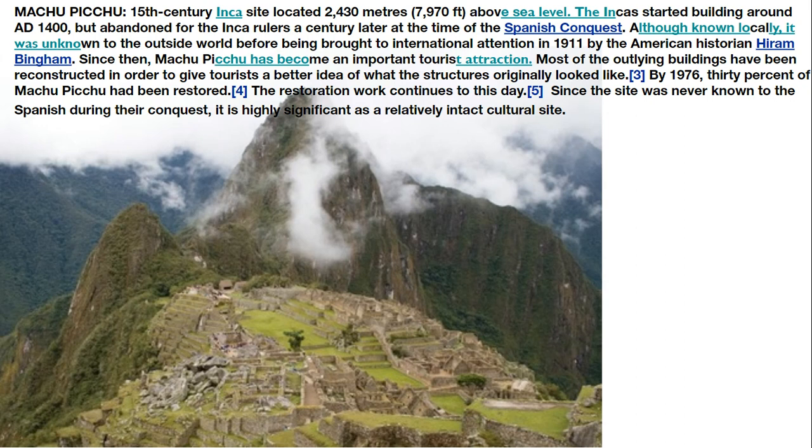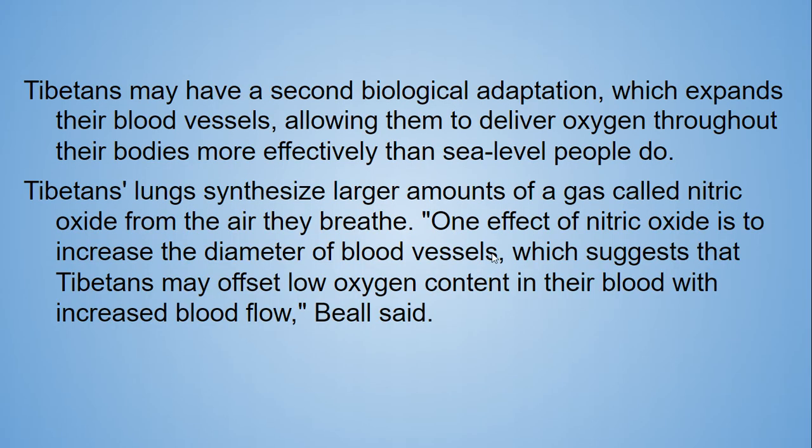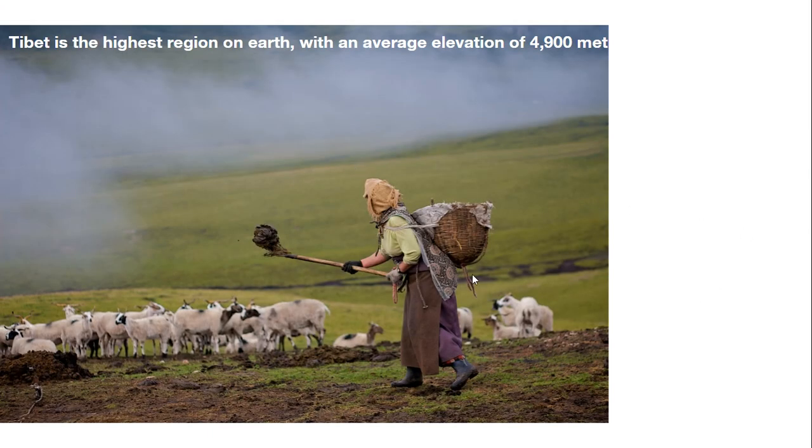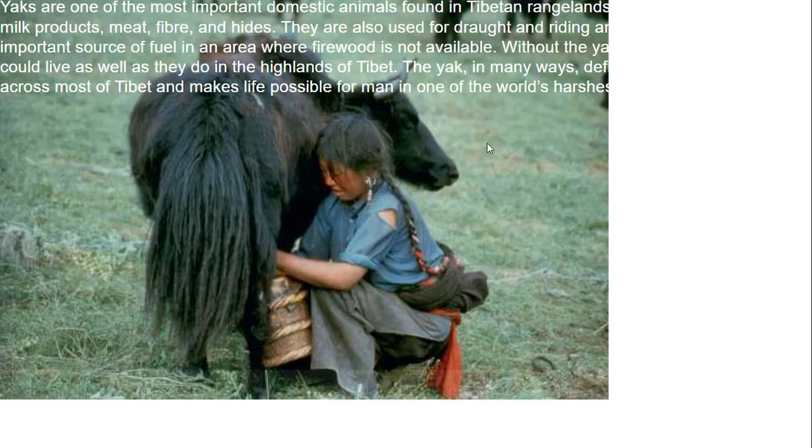So now this mutation that was just in a couple of people at first starts to spread and be carried through the whole population. And then it becomes something that is like a dominant trait in the population. Okay. Let's go here, Tibet. Tibetans have a similar trait. So this is the highest region on Earth with an average elevation of 4,900 meters high. Okay. So this is a Tibetan woman.